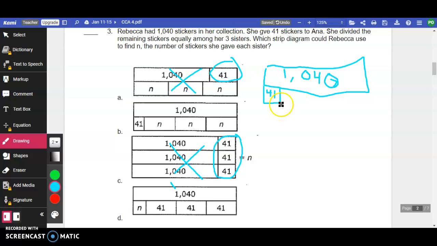Then she divides the rest of the stickers. So we have the rest of the stickers here. She divides them equally. That means we will have 3 boxes that all have the same number, which we are told will show the variable n.